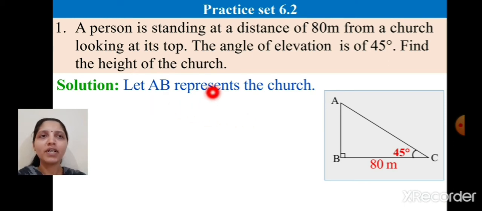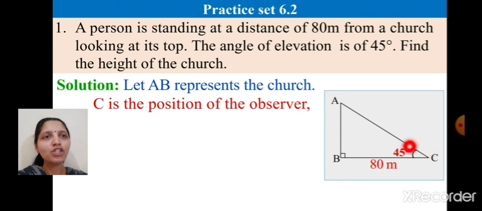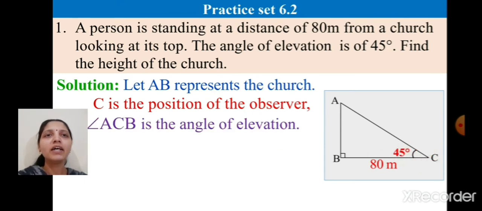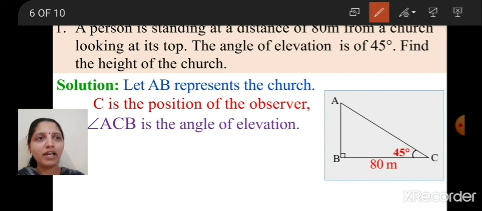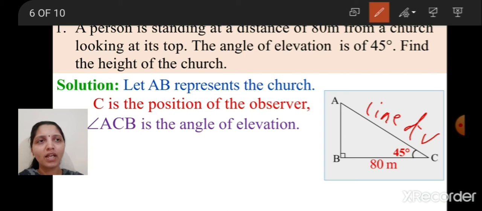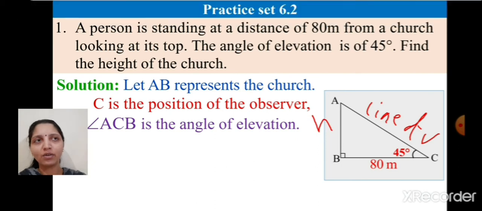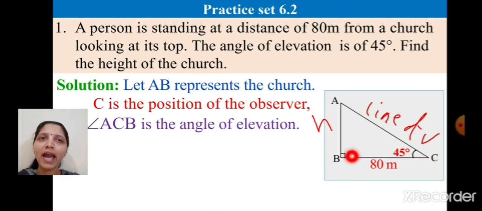Let AB represent the church. That means segment AB is the height of the church. Point C is the position of the observer, and angle ACB is the angle of elevation. Here you can see that segment AC is called the line of vision. AB is the height of the church and BC is the horizontal line. So angle ACB will be the angle of elevation, and it is given as 45 degrees.